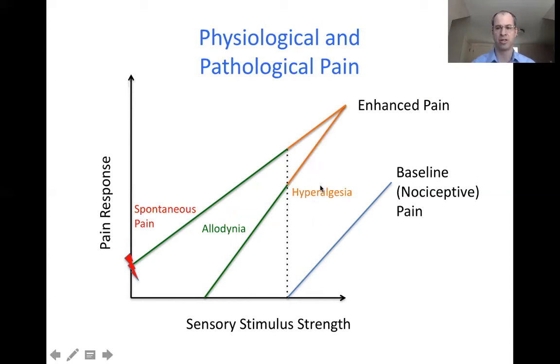In enhanced pain, there can be an increased pain response to what is ordinarily a noxious stimulus, and that's known as hyperalgesia. There can also be a noxious response to what is normally an innocuous stimulus, and that's known as allodynia. And finally, there can be spontaneous pain, which is pain that is occurring without an actual stimulus. And I should say that enhanced pain can serve either a protective or a pathologic role.